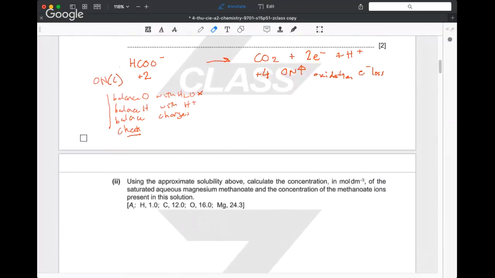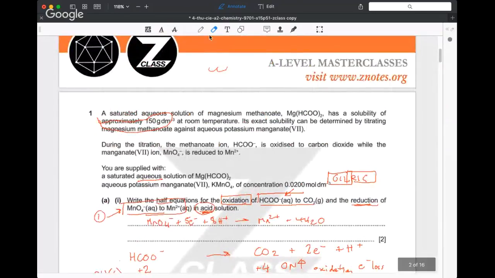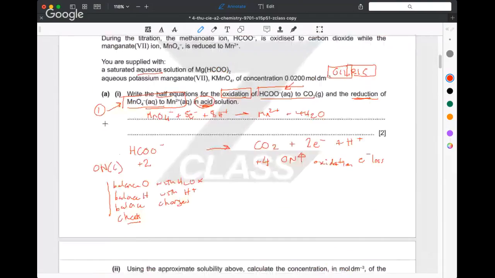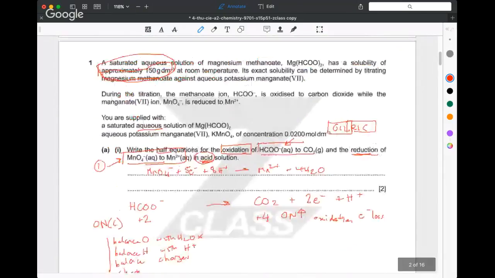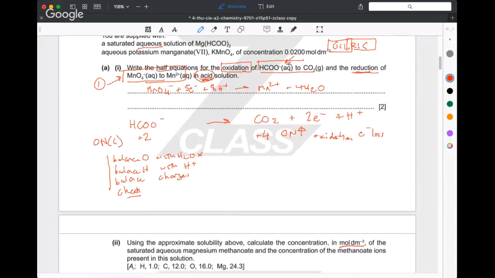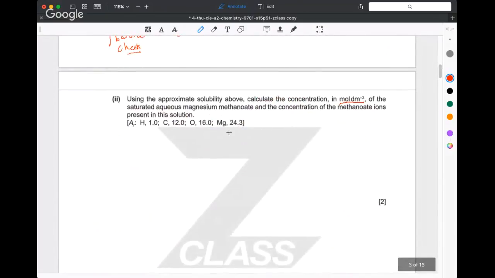All right, so up here we had this approximate concentration in grams per decimeter cubed. The question is now asking us to calculate that concentration, not in grams per decimeter cubed, but in moles per decimeter cubed. So you've got to work out, what was the substance here? It is magnesium methanoate, isn't it? So you've got magnesium, and then you've got this methanoate ion, and you've got 2 of those.